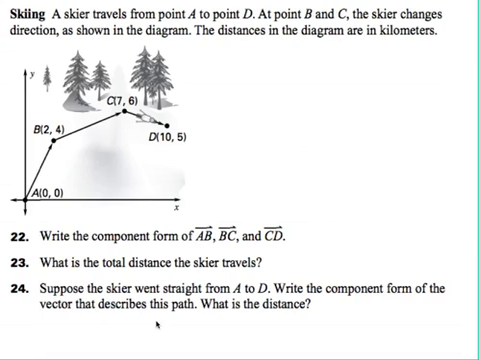Okay, let's try some sort of story problem just to kind of make things a little bit different. It says a skier travels from point A to D, so they kind of go this way.